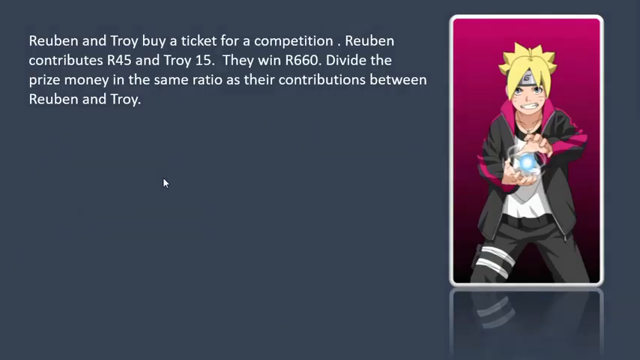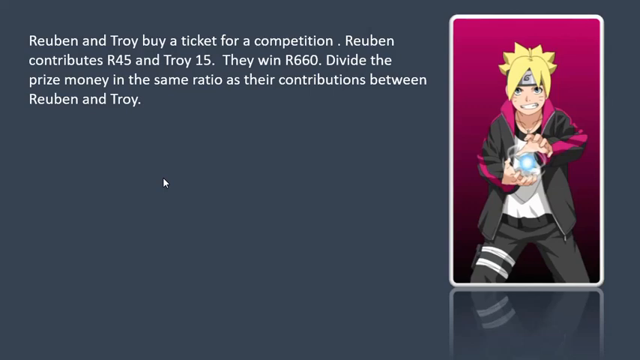A question on the exam will come this way. It won't be just easy whereby they say, increase this by a ratio of this. They have to give you some paragraphs, some context. And then you use that to answer the questions that follow. So here it says Ruben and Troy buy a ticket for a competition. Ruben contributes 45 rands and Troy 15 rands. They win 660, divide the prize money in the same ratio as their contribution between Ruben and Troy.